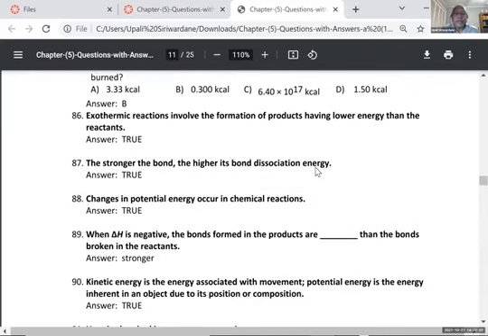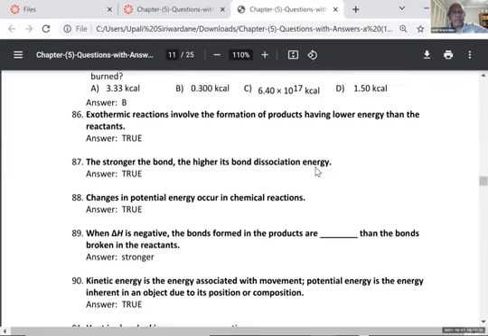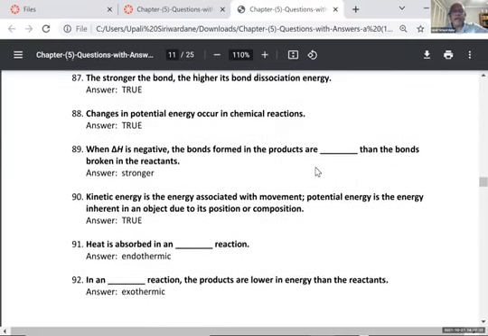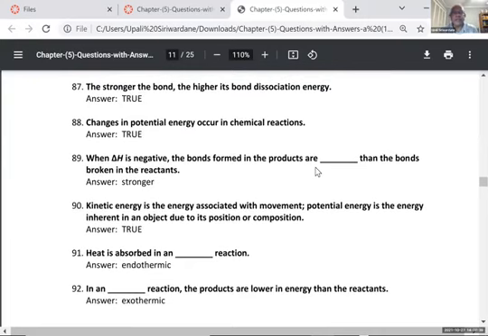Exothermic reactions involve formation of products having lower energy than the reactants. That's true. That is true for burning methane and oxygen. Methane and oxygen have high energy. Carbon dioxide and water have low energy. That is exothermic. The stronger the bond, the higher the energy. That's true.